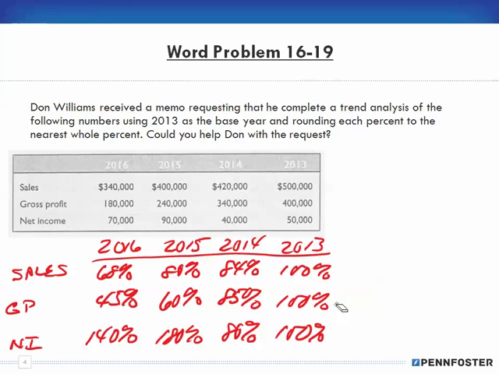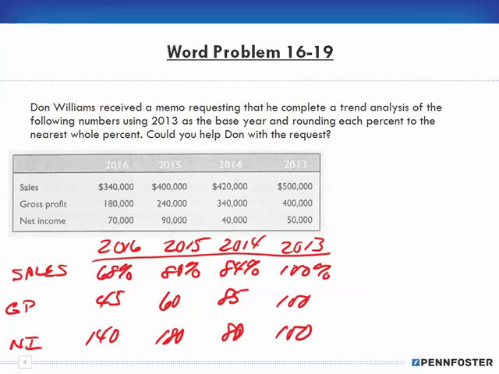Now, on a table, I could have left out these percent signs to keep it a little bit cleaner. If I were creating a professional table, I would put the percentages in this first row and probably leave the percent signs out because I know that I'm working in percentages. Since this is a trend analysis and we haven't done too much of that, I'm just going to talk about this just a little bit.